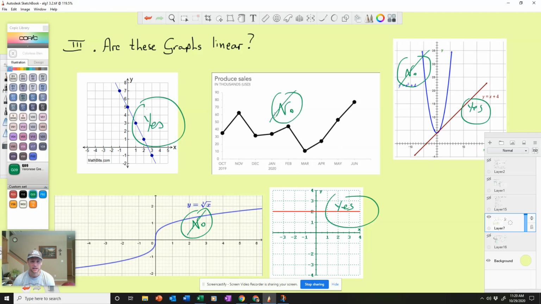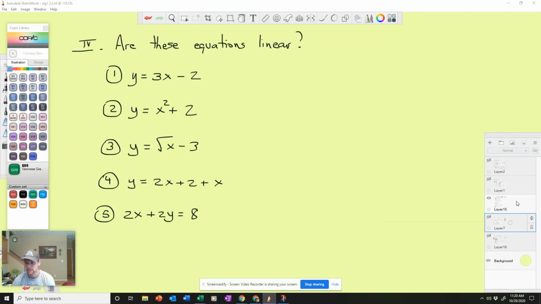Very easy. Is it a straight line? So it's linear. Is it not a straight line? It's not. See, I told you, you don't have to write that down. All right. This is a little bit harder to do, but can you tell from an equation if it's linear? It's linear if you can write it as y equals mx plus b.